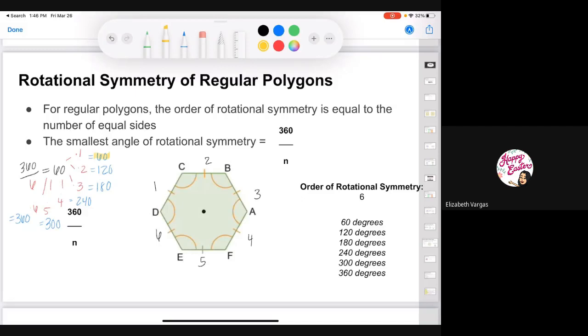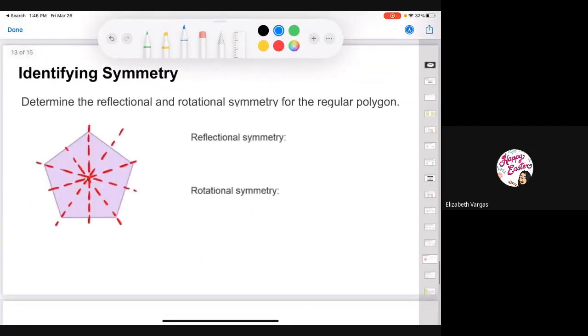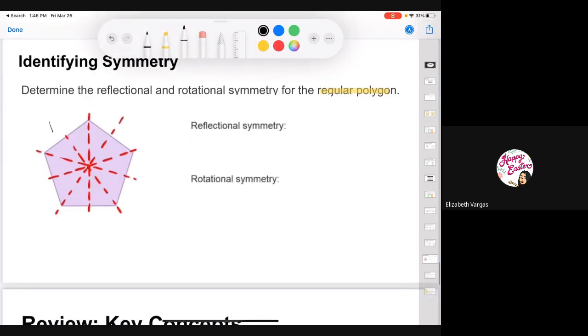Questions, concerns? Okay. And so lastly, say I'm given this figure and I'm asked to find, okay, what is the reflectional symmetry and the rotational symmetry of this figure? Well, it's being told to me that it is in fact a regular polygon. So I just have to count the sides. 1, 2, 3, 4, 5. So that means it has 5 folds reflectional symmetry, as well as 5 order rotational symmetry, because it is equal to the number of sides.